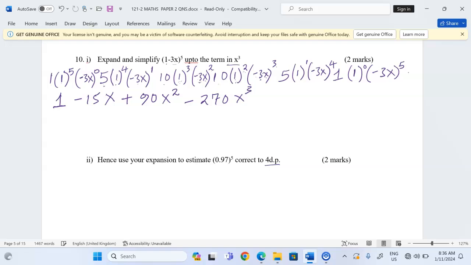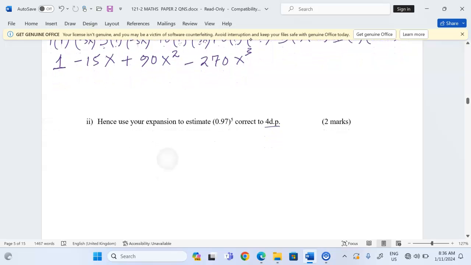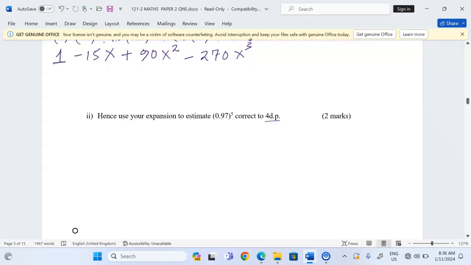I don't have to continue because the examiner is instructing us to expand up to the term having x^3. So those are enough terms, and it's already simplified. You don't have any fraction to simplify or anything. So it's fully expanded. Now we're going to use the expansion to estimate 0.97 raised to power 5.